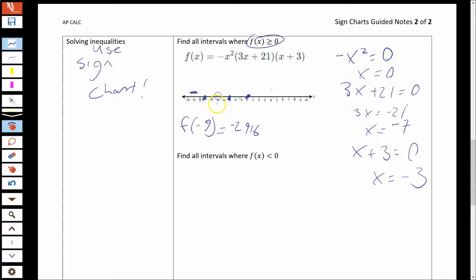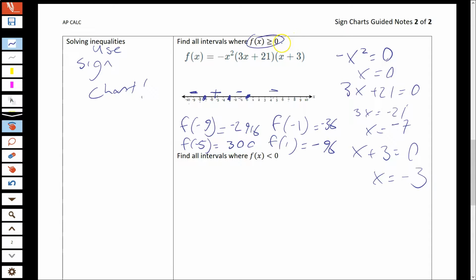Then I'm going to pick a value from this region. So I'm going to do f of negative 5, although you could pick whichever one you want. I plug that into my calculator, and I get 300, which is a positive number, so I'm going to label that as positive. And I'm going to keep going. I can do f of negative 1 for my next region, and that gives me negative 36. So I label that negative. And then my last one, I can do f of 1. 1 is always a great pick because it's easy. f of 1 gives me negative 96. So again, I got a negative result.